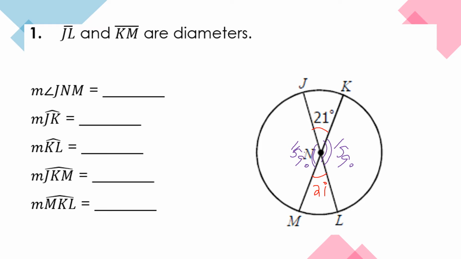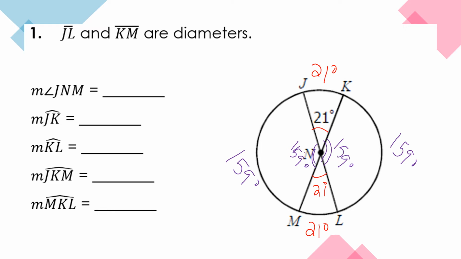What's nice is that since N is the center, you have several central angles, and so the arcs formed by their endpoints are going to be equivalent to the actual angle. So from J to K, that is going to be 21 degrees. And from M to L, that will also be 21 degrees. From K to L, that would be 159 degrees. And from J to M, also 159 degrees. So we have everything we could possibly need, all angles and all arcs.